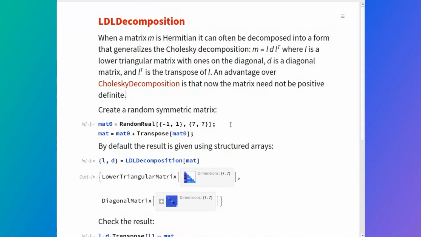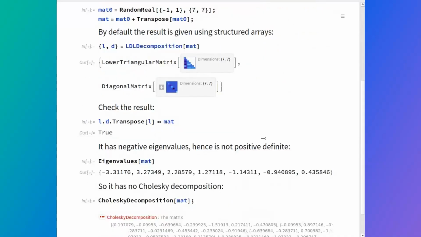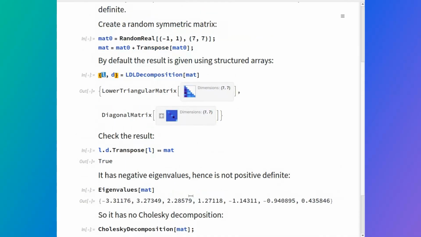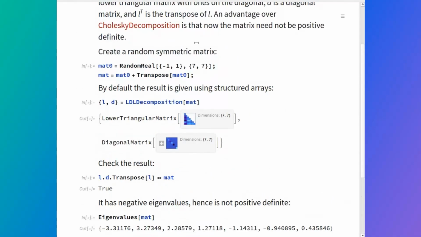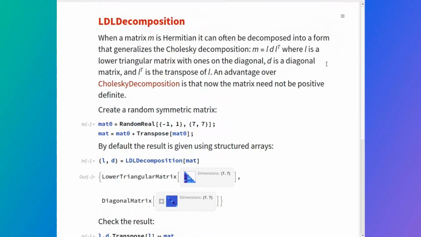And so here's a quick example. We return the lower part and the diagonal, because the upper part is just the transpose of the lower part, so we don't need to show that. And just to show, this input matrix has negative eigenvalues, so it is not positive definite. It's not even semi-definite. It is indefinite. It has both positive and negative eigenvalues. And so there is no Cholesky decomposition, but there is an LDL decomposition.